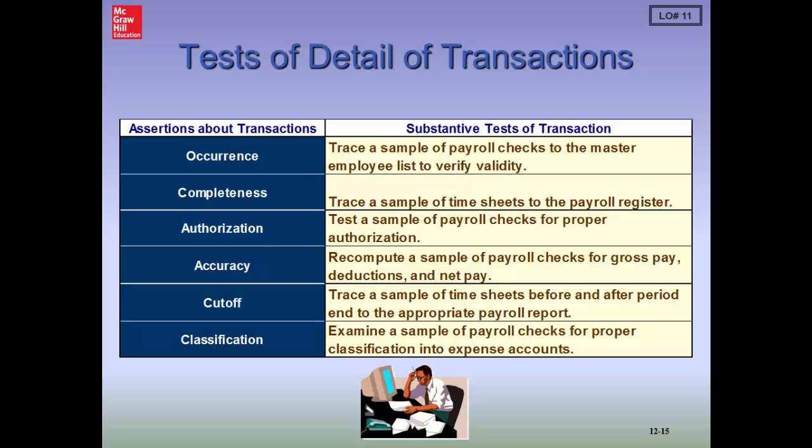So there not only is a risk, but there's a real cost to this person even if they are not getting a payroll check. We want to trace a sample of timesheets to the payroll register, test a sample of payroll checks for proper authorization, and recompute sample payroll checks for gross pay, deductions, and net pay. Hopefully you're not going to find any errors there. Trace a sample of timesheets before and after the period for appropriate allocation. This is a cutoff issue. And then examine a sample of payroll checks for proper classification.